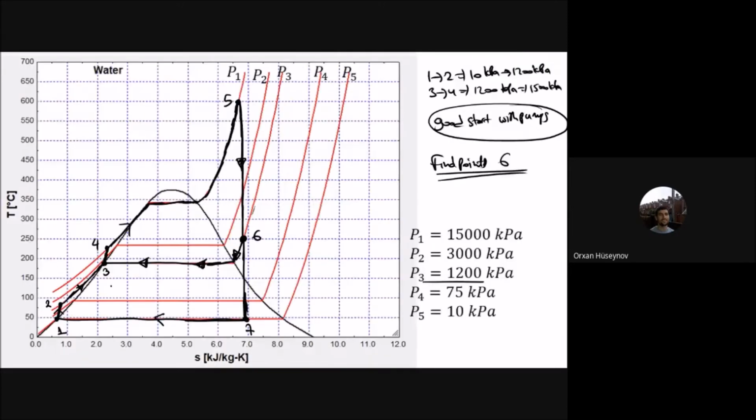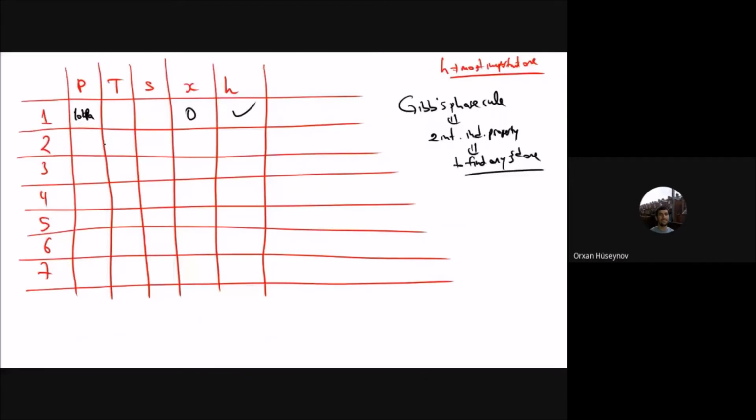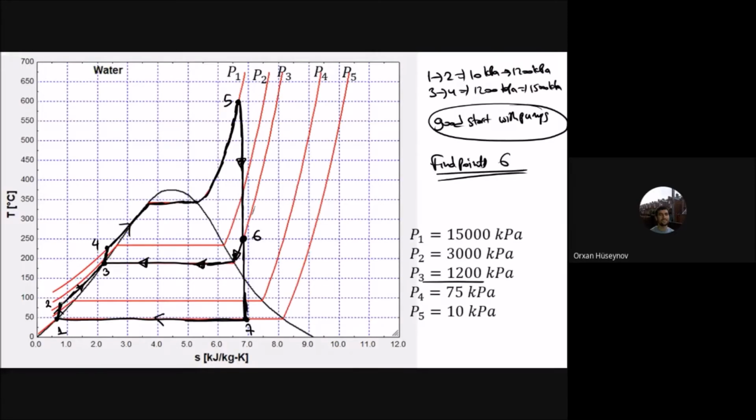Now comes point 2. For point 2, what I will need is that this one is isentropic. For this isentropic relation, you can find the entropy here. So this one is isentropic, so S2 is the same as S1. This is the first thing that you can do.